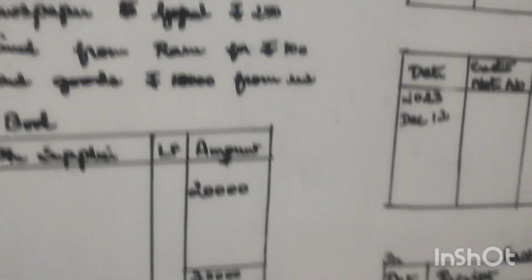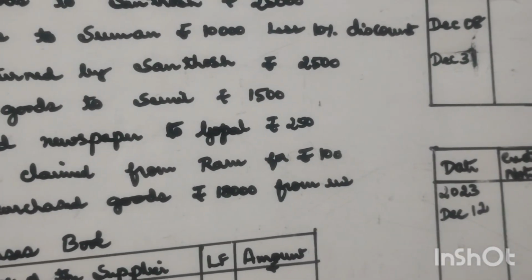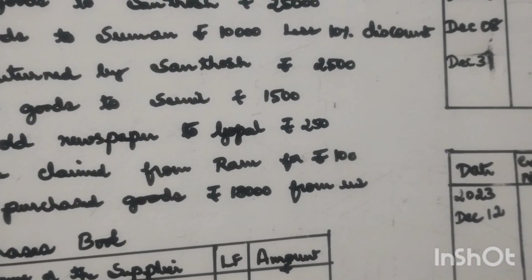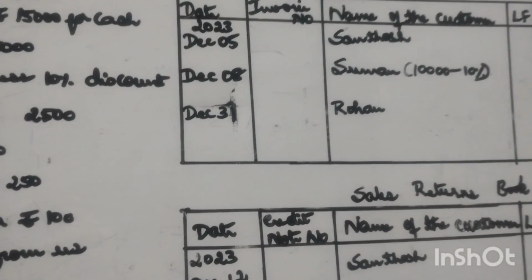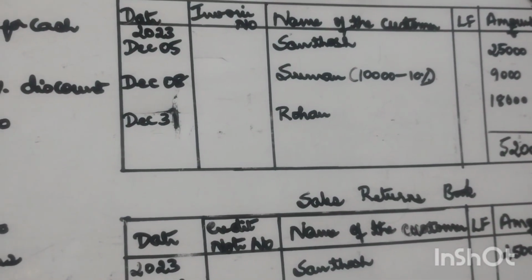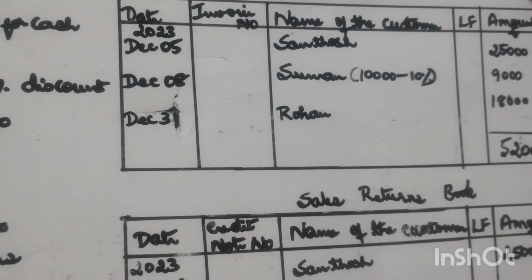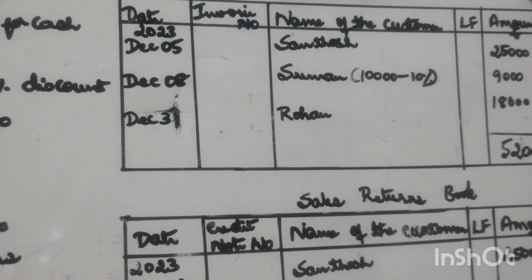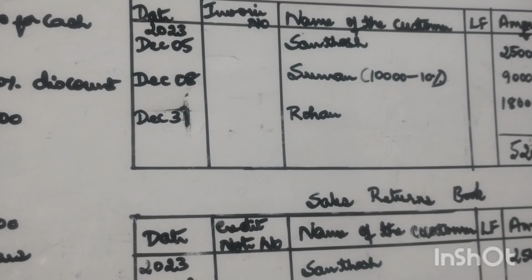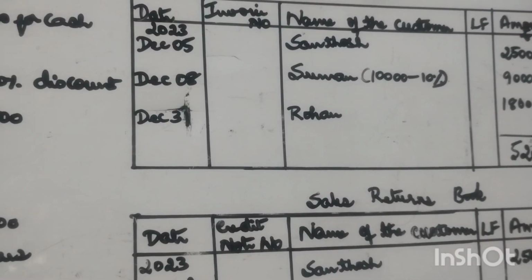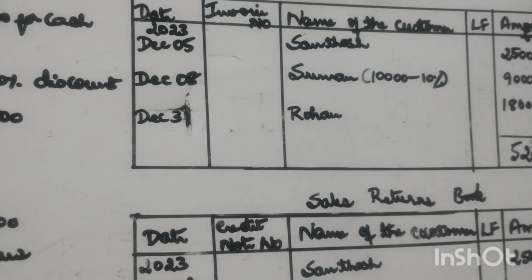Next, the transaction sold goods to Santosh. It has to be recorded in sales book as Santosh, worth rupees 25,000. December 8, sold goods to Suman worth rupees 10,000. So record date as 8th, Suman, 10,000 less 10% trade discount. So 10,000, and the 10% trade discount must be deducted. So that will be 9,000.